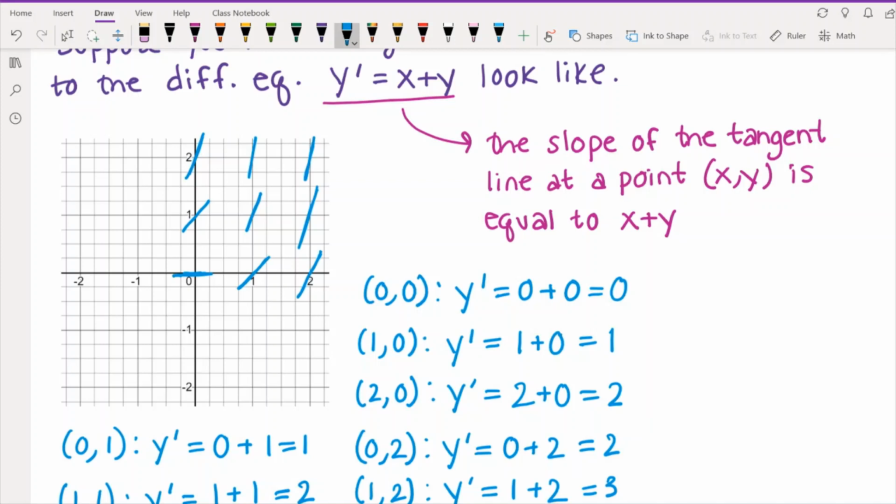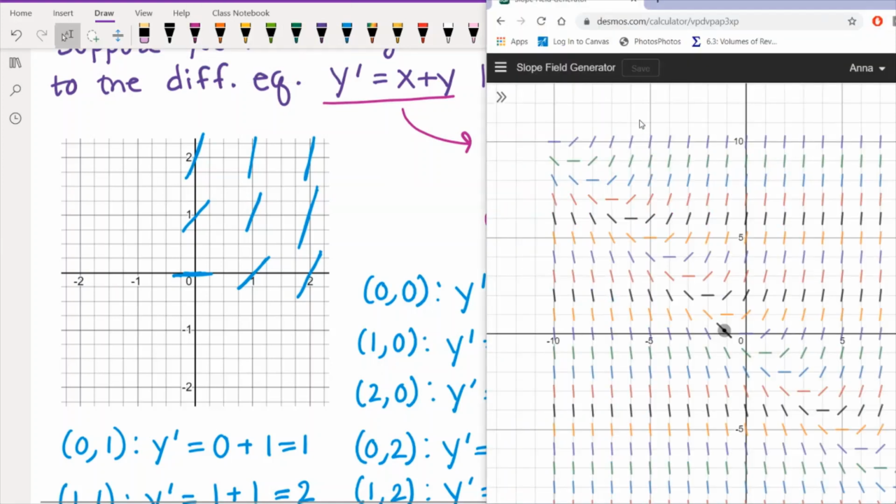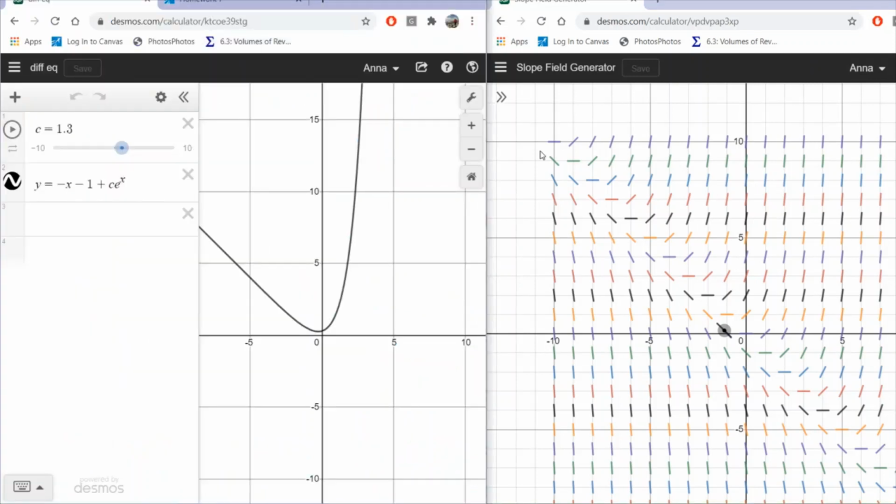Okay, so this probably looks like a bunch of nonsense. What are all these lines? So I'm going to show you a picture. I don't want to take the time in this video to calculate a gajillion of these. So I'm going to show you a picture on Desmos, and you can use this tool yourself if you just Google Desmos slope field generator. These are called slope fields. I'm going to do kind of a side by side, and I'll tell you what the left-hand side is in a second.